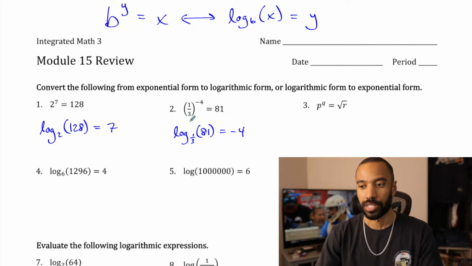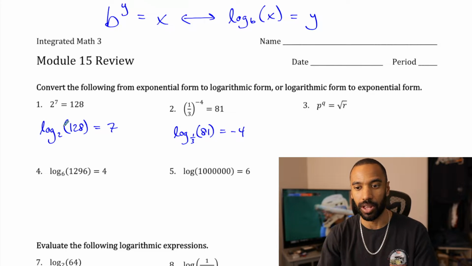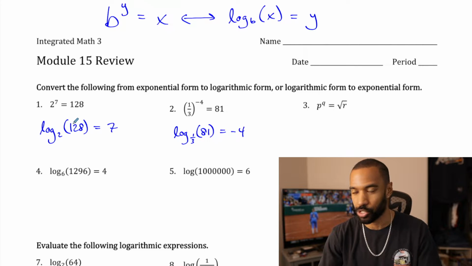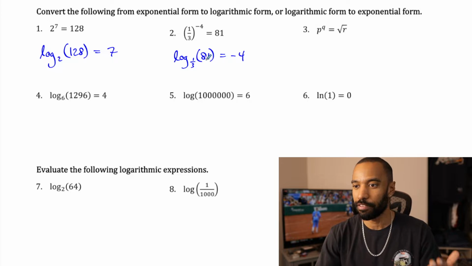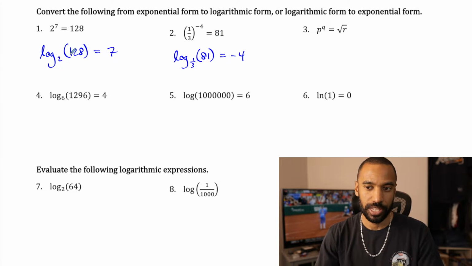Now this isn't log times anything. We're not multiplying log with something. Log is a function, a logarithmic function, just like a square root, just like f of x, just like sine and cosine. It's a function for something, and that's what we're doing. We're taking the logarithm of 128 given base 2. And it answers that exact question.